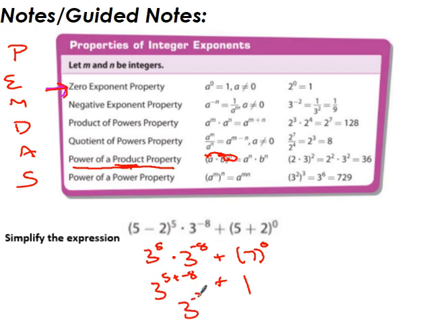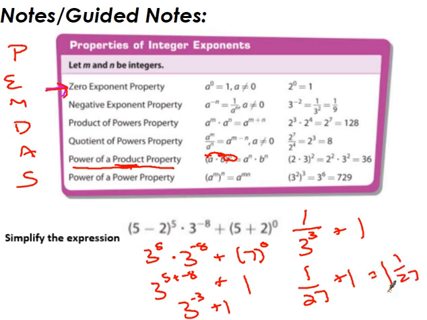So I have 3 to the negative 3rd power plus 1. We're not allowed to have negative exponents. So for 3 to the negative 3rd, I follow my negative exponent property. That becomes 1 over 3 to the 3rd power, plus 1. From here, I could continue to go forward because 3 to the 3rd power is a simple 27, because 3 times 3 times 3 is 27. So 1 over 27 plus 1 is 1 and 1/27. I get to stop there. I do not need to change it to a decimal.